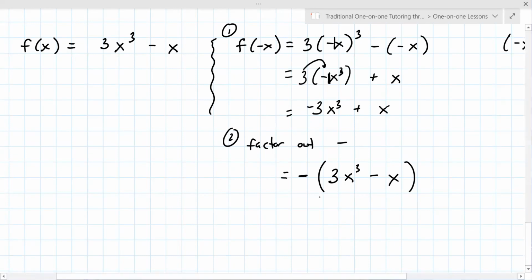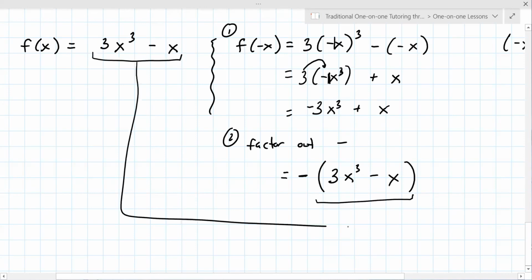Okay. Is it clear or not? No, it's not. I don't know. Okay, that's okay. We're going to come back to that in a moment. Is this the original? Yes, it is. So since these are the same, we can say that it's odd.